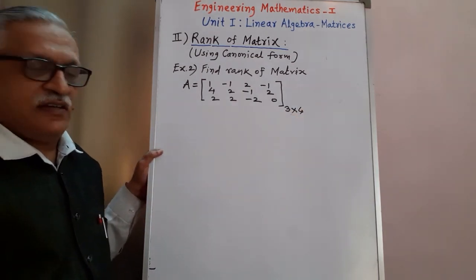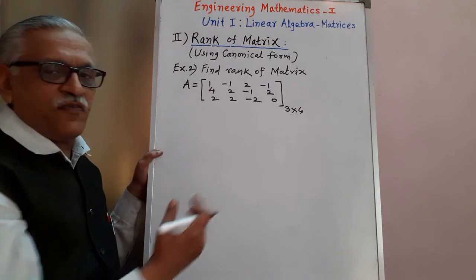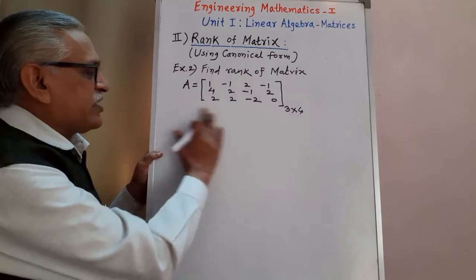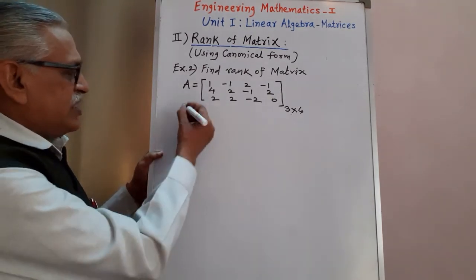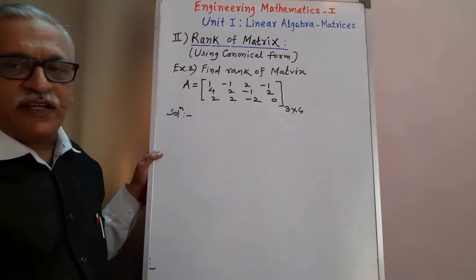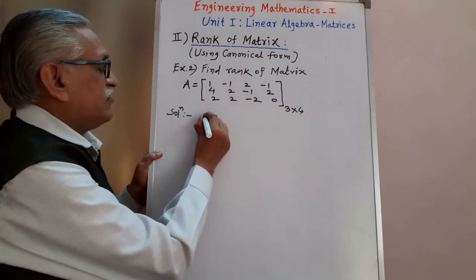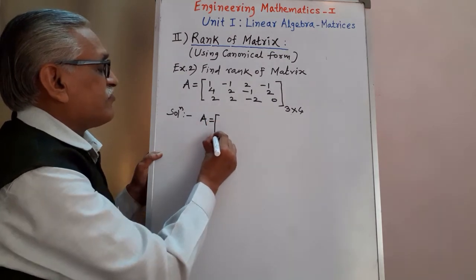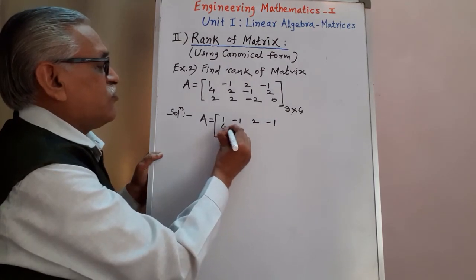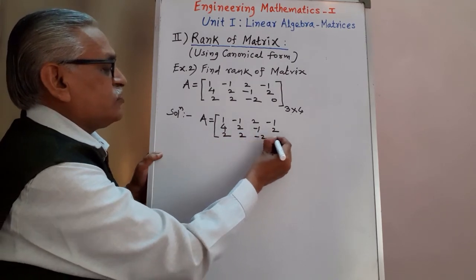Therefore, if I apply the definition technique, we have to start with every minor of order 3. Then we have to go for minor of order 2 like this. Calculation becomes somewhat lengthy, as well as complicated. And therefore, I am not using that technique. Instead of that, I am using the second technique, that is canonical form technique. Therefore, here given is matrix A as 1 minus 1, 2 minus 1, 4, 2 minus 1, 2, 2, 2 minus 2, 0.